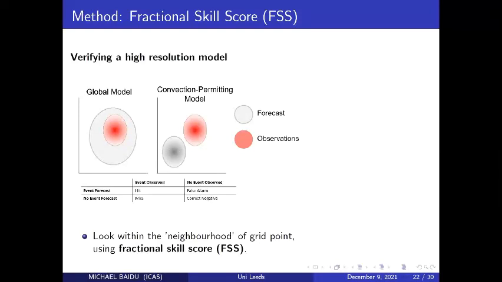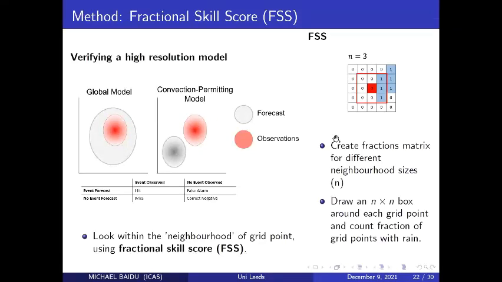Point-to-point verification doesn't favor a high resolution model. So that is why we introduce the fractional scale score, where you actually look at a neighborhood size. If you are looking at a storm in this red region, then you look at the neighbors around it to count the fraction of gray boxes that have rain within this region.